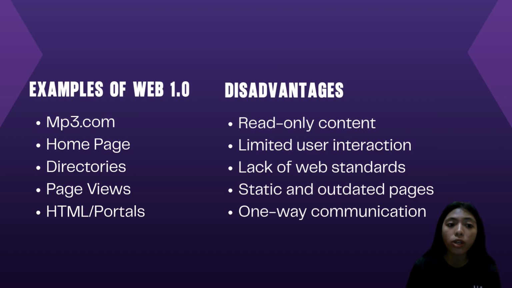Lastly is one-way communication. So communications in Web 1.0 was one-way, from the website owner to the reader. There were no comment sections, messaging system, or feedback forms. So this made the early web more like a digital notice board rather than a community space. Only website creators had a voice while users were silent observers.